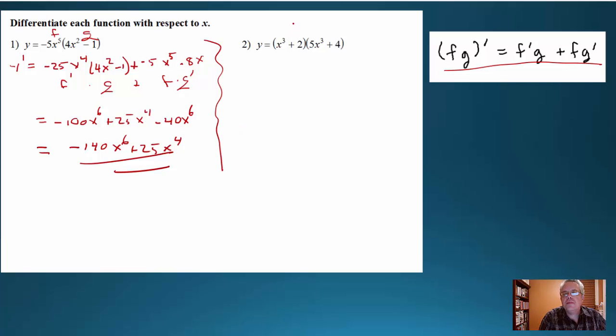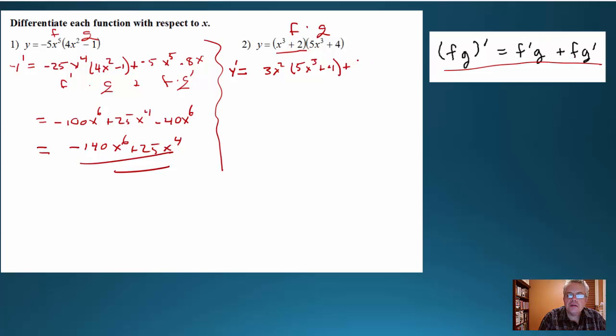Here we go. Here's another product. This is f and this is g. So we have f times g, the product of two functions. Here goes the derivative. So y prime equals f prime g. F prime would be the derivative of this, which is 3x squared. And we got to multiply that by function g. Plus, then it goes f g prime.